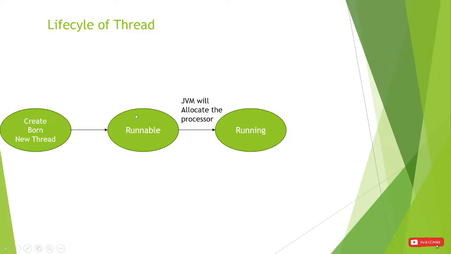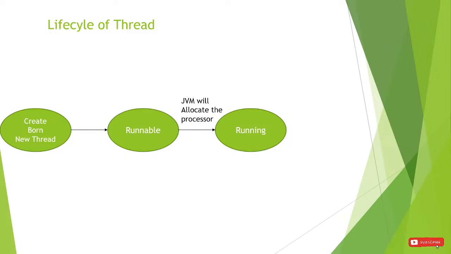Here our thread is in the ready state. After that, when the JVM allocates the processor, only at that time will our thread move from the runnable to the running phase. Here our thread is in the ready state, and here our thread is in execution. When the JVM allocates the processor, the thread starts its execution inside the processor, and only then is our thread in the execution state.